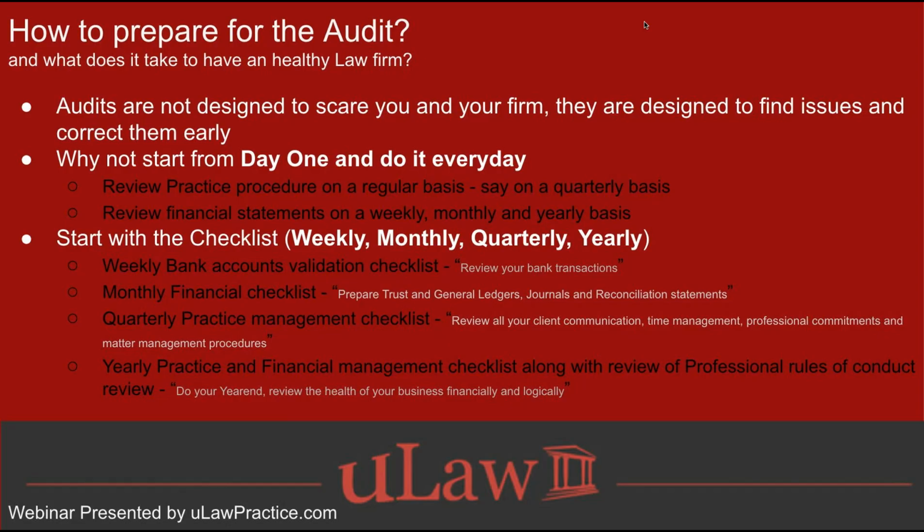According to me, someone who wants to be audit ready at any given point should definitely start off with a weekly checklist. Daily is too ambitious. You should be able to do your expenses and income on a weekly basis. That would make your monthly reconciliations super simple, so you're able to generate the monthly ledgers, journals, and reconciliation statements. And at the end of the day, your quarterly becomes easier.